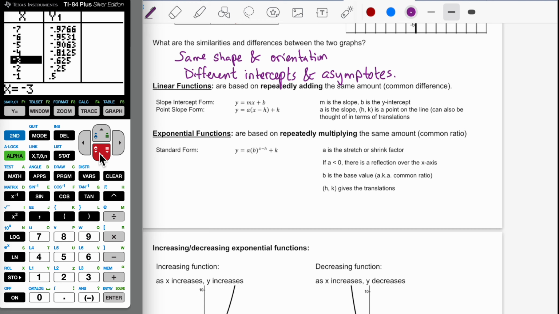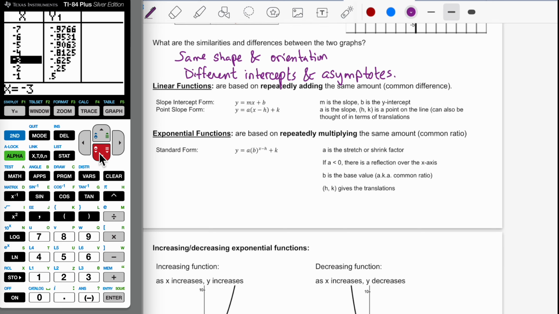Right. Linear functions, exponential functions. We have familiarity with linear functions. Slope-intercept form, y equals mx plus b, where m is the slope and b is the y-intercept. y equals a times (x minus h) plus k, a little bit more involved, that's the point-slope form, or one variation of it. a is the slope. (h, k) is any point on the line, but it could also be thought of in terms of translations. So if you were to take the parent function of a linear equation, which is y equals x, and shift the points left or right, up or down, then you would get the transformed equation.